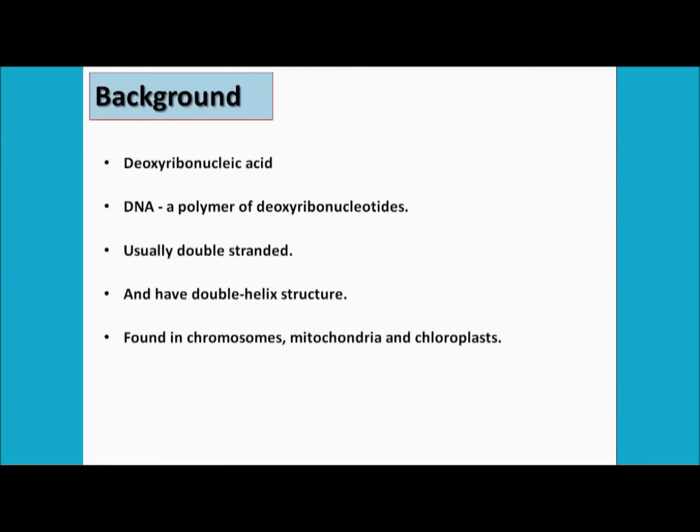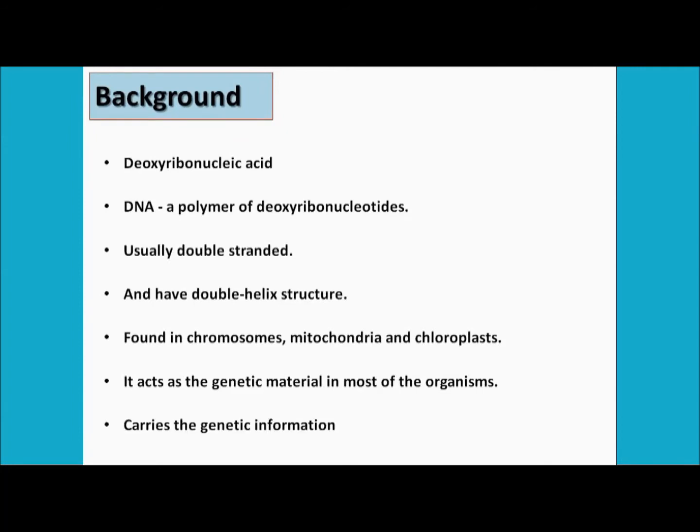Moreover, this DNA is found in the chromosome, which we have already studied in our previous slide. Apart from the chromosome, it is also found in the mitochondria, around 16 kb, as we have already discussed in our previous slide, right? And you can also find it in the chloroplast in the plant cell. It acts as a genetic material in most organisms, apart from a few viruses where the RNA acts as the genetic material. And as it is a genetic material, we can say that it carries the genetic information, right?